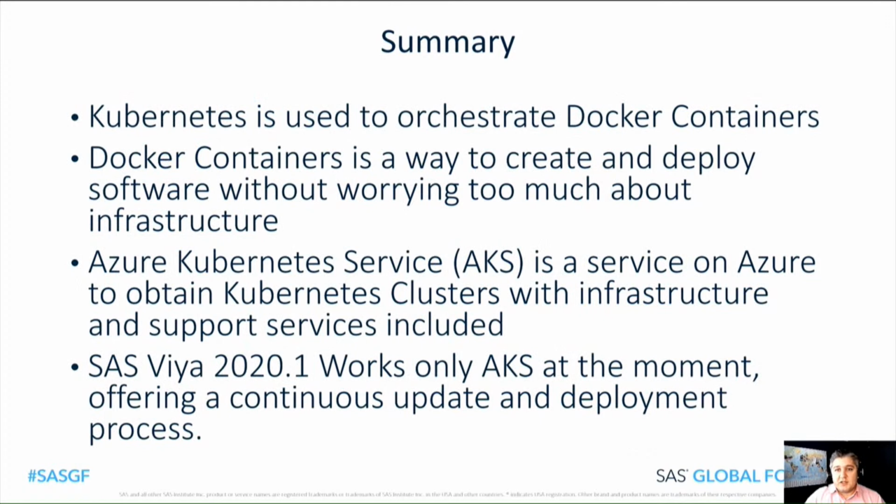Let's recap what's been covered. Kubernetes is used to orchestrate the Docker containers. Docker containers are a way to create and deploy software without worrying too much about the infrastructure. Azure Kubernetes Service is a service on Azure to obtain Kubernetes clusters with infrastructure and support services included. SAS Viya 2020.1 works only on AKS at the moment, offering continuous update and deployment process.